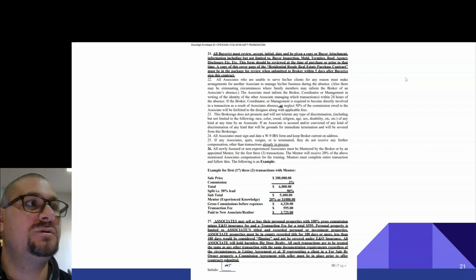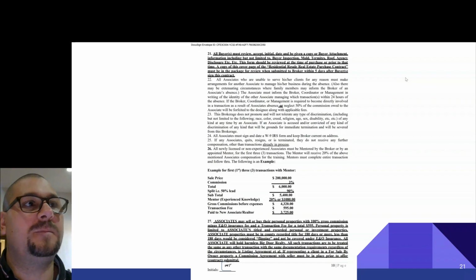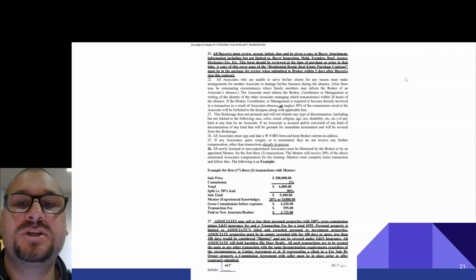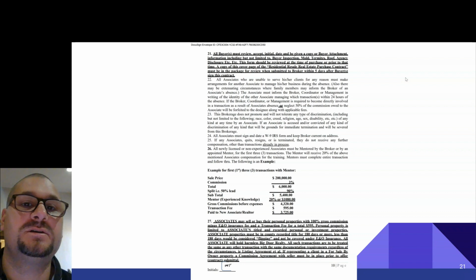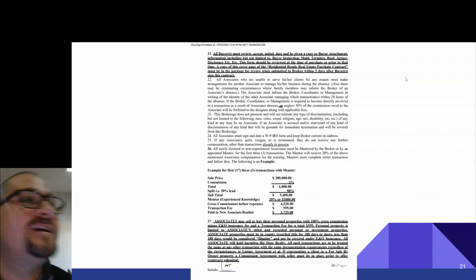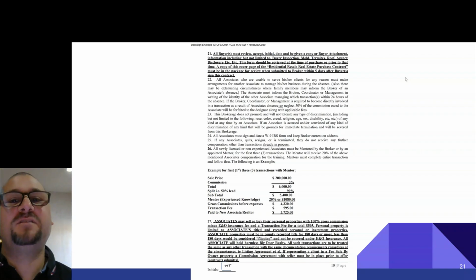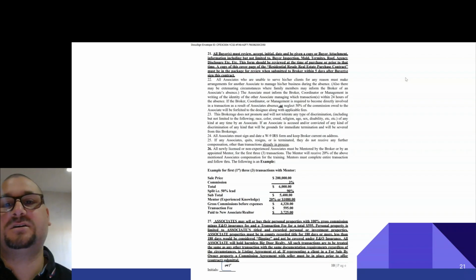So if you're unable to act on the transaction, what happens? 50% of your commission goes to the other person who had to pick up your slack, pretty much. There may be extenuating circumstances where family members may inform the broker of an associate's absence. So if you go on vacation and you can't do the work and someone else has to do the work, 50% of your commission is going to that other assignee.